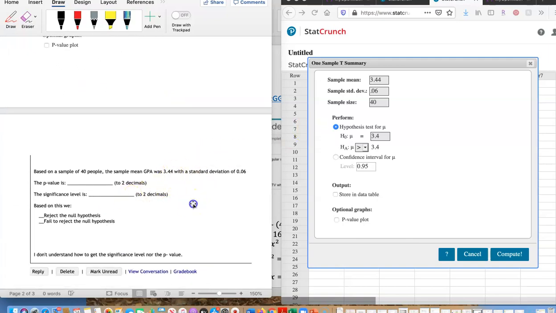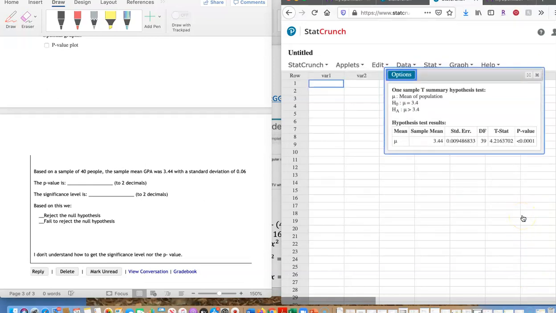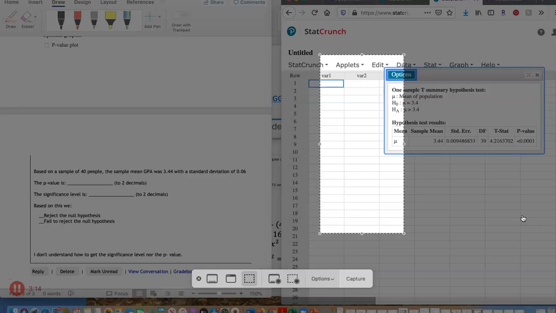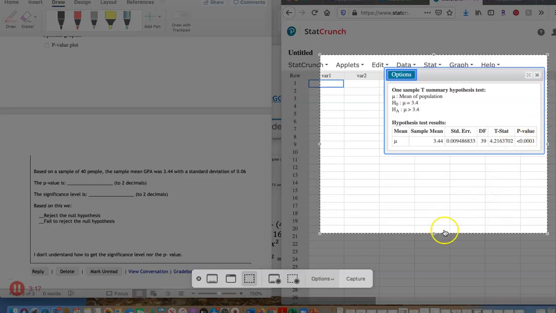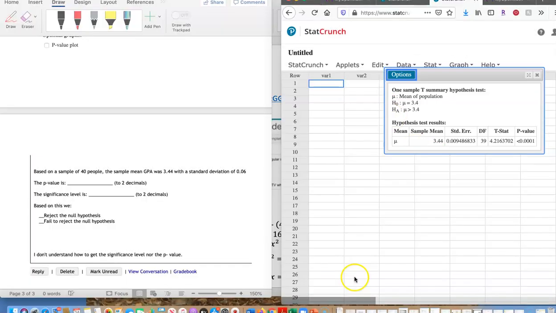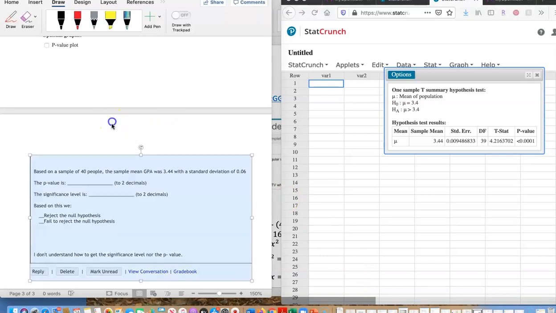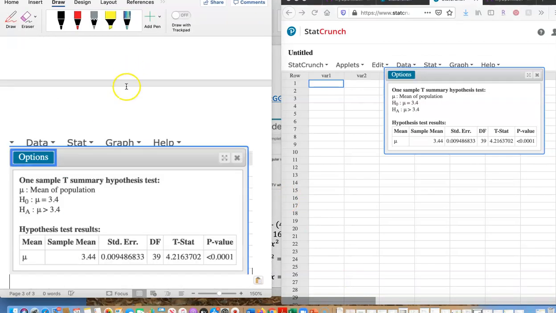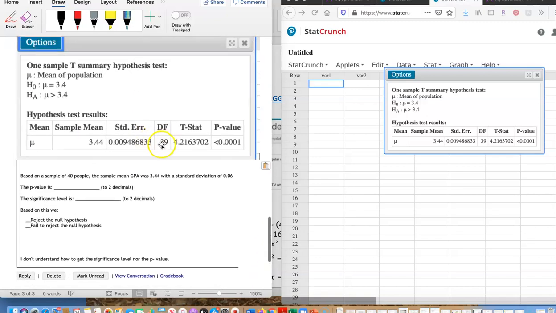Okay, so we've added it to our document, and now we compute, and this is our outcome. We're going to grab it to add it to our document. Go put it in right here. Now, it says based on the sample of 40 people, the sample mean GPA, 3.4 standard deviation, the p-value. This is the p-value that's right up there.